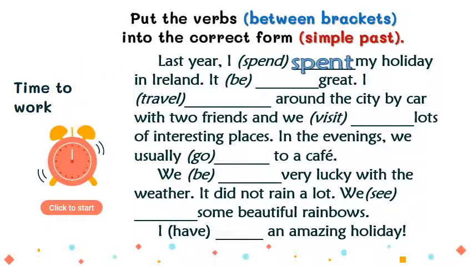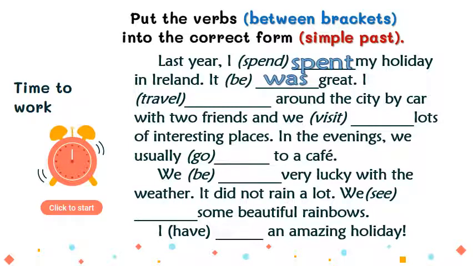It be great. Now we come to the verb to be. The verb to be is one of the irregular verbs, and it changes based on the subject. If the subject is singular, then it is was. It takes was. But if the subject is plural, we mean more than one, it becomes were. So the verb to be in the past is was and were. It is singular, so it was great.